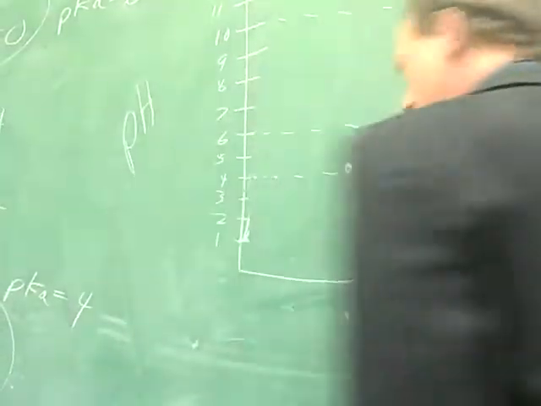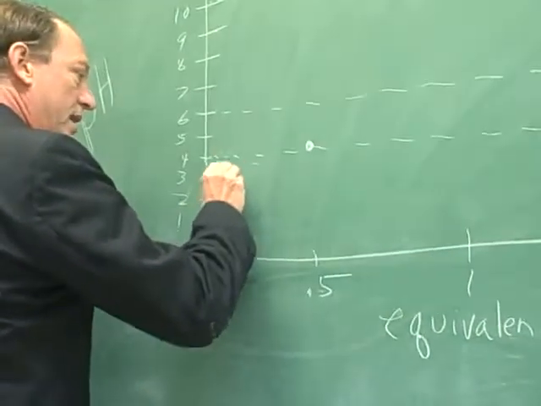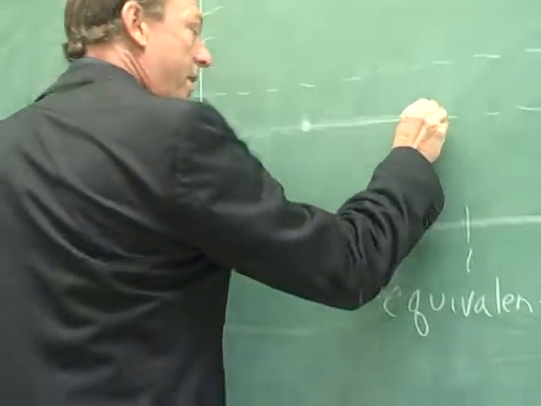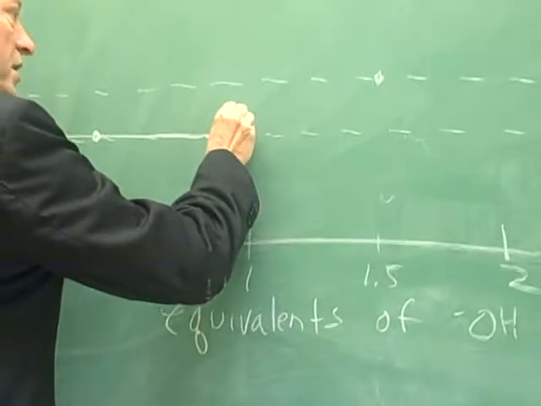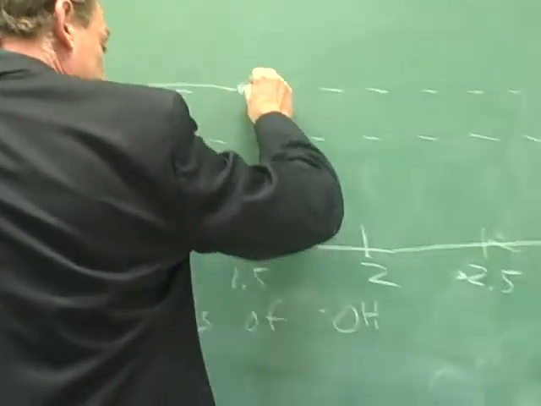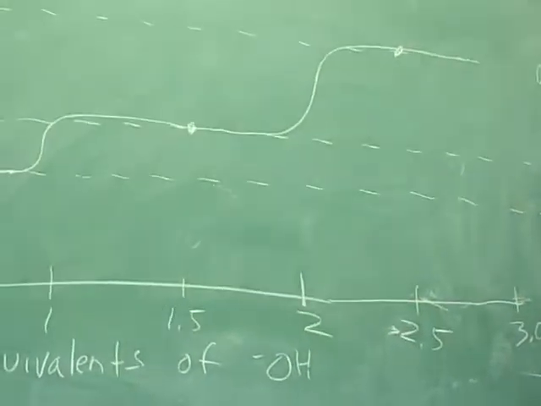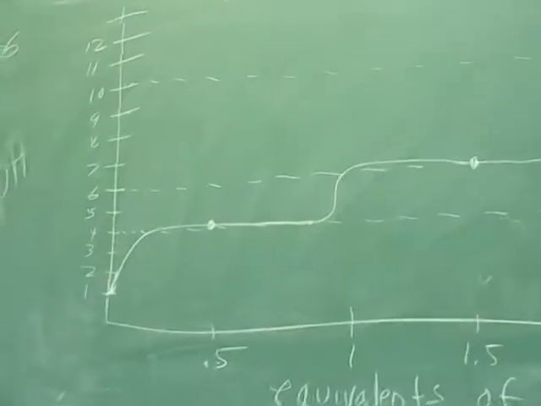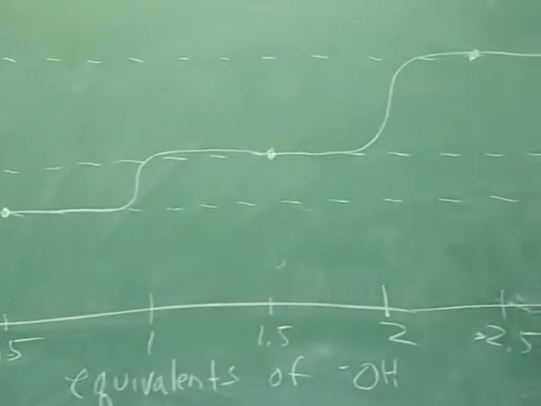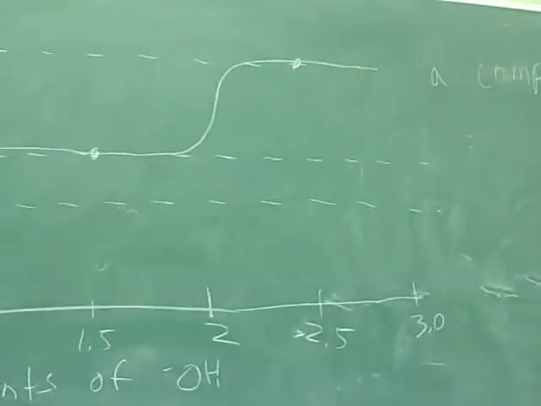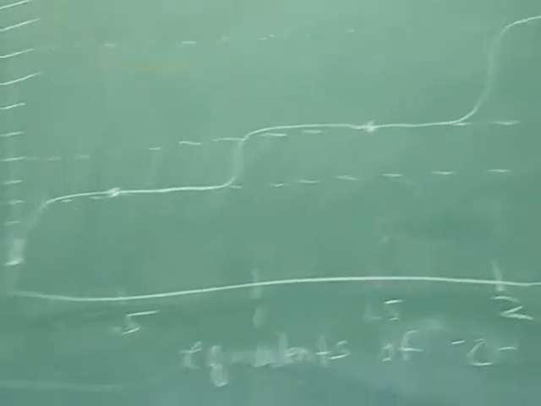Oh, it starts there at that one. Okay, gotcha. So then I just draw my lines. Remember, they go up at 1 and 2. And that's my titration curve for something that has 3 species with those 3 pKa's. Okay.